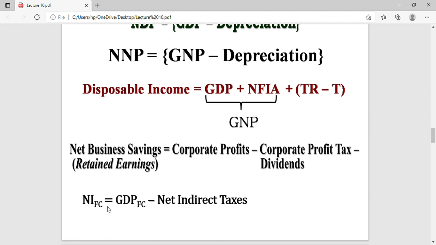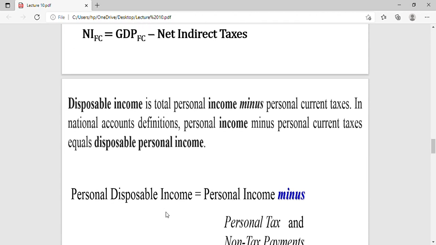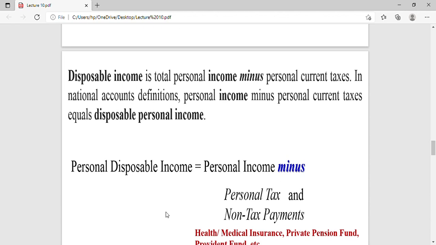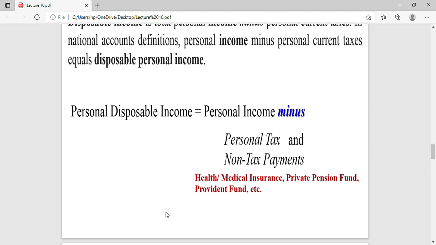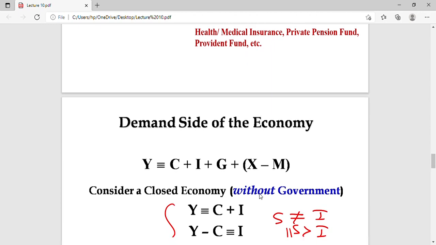National income is GDP minus net indirect taxes. Disposable income is the total personal income minus personal taxes. It is a national account definition. Personal income minus personal current taxes gives us personal disposable income. So actually personal disposable income is personal income minus personal taxes and non-tax payments like health care and medical insurance, private pension fund and provident fund.